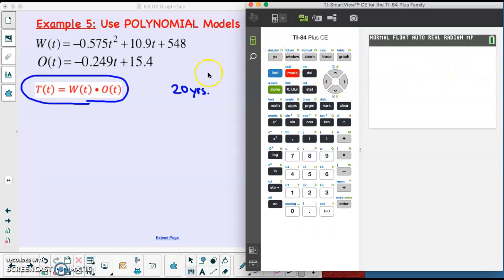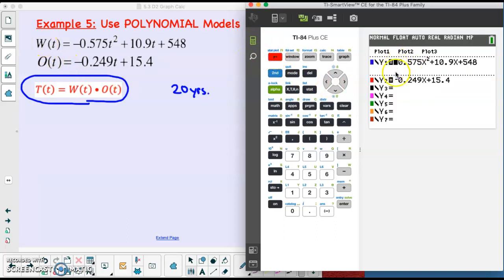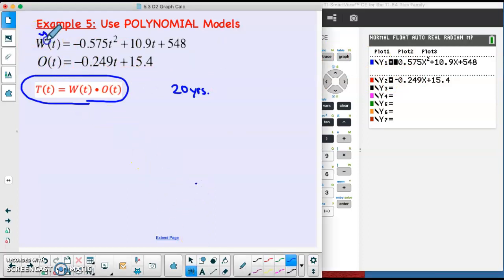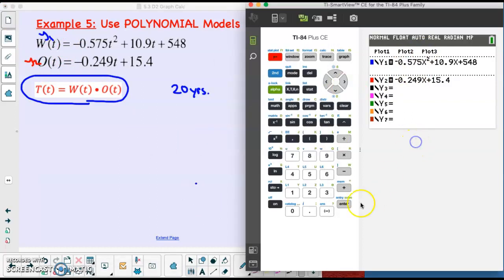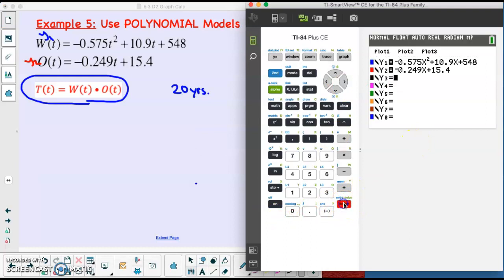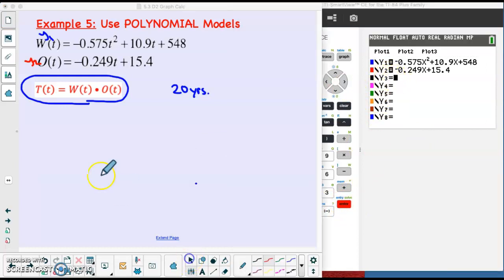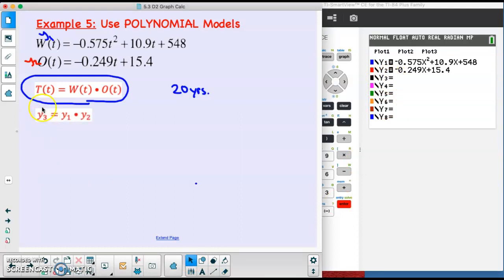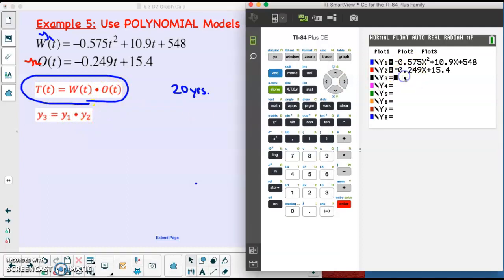So what I'm going to do is I'm going to go into y equals, and I'm going to make this happen. All right, so I made y1 be W of t, and y2 is O of t. All right, so let's go back here. I'm going to make this one y1, and this equation y2, and I'm going to make the calculator do the math for me. And so what I was really going to do is I'm going to put in y3, I'm going to make this equation. I'm going to have y3 be T of t, y1 is W of t, y2 is O of t. And so to do that, I'm going to go right here.